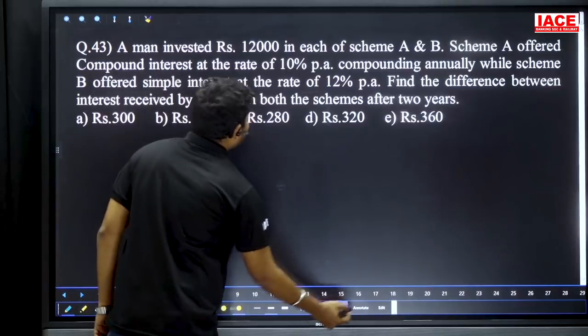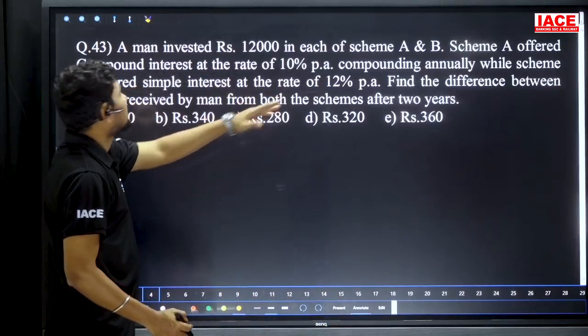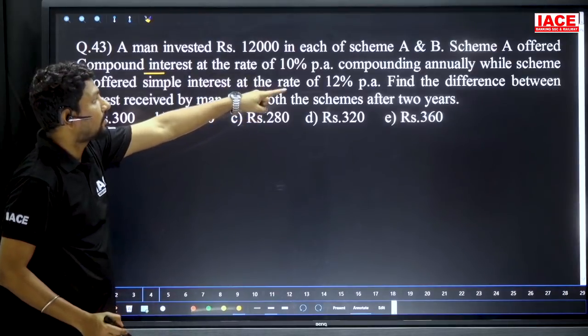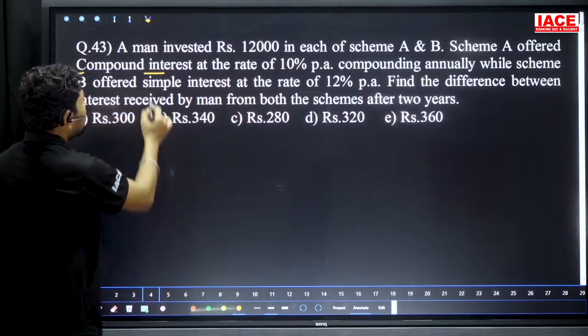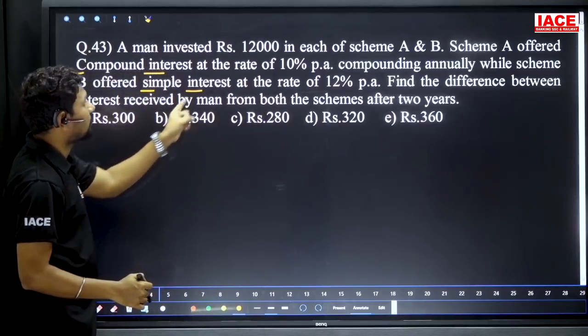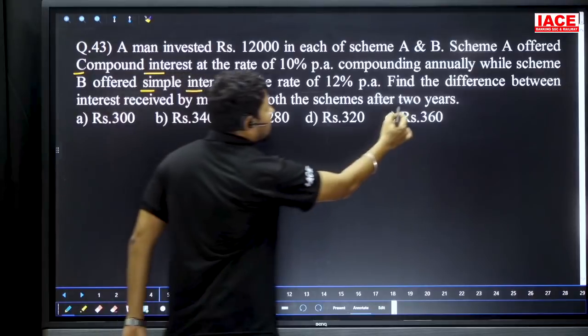Next, a man invested 12,000 in each scheme, A and B. Scheme A offered compound interest at a 10% rate of interest compounded annually, while scheme B offered simple interest at the rate of 12% per annum. Find the difference between interest received by the man from both the schemes. How many years? 2 years.